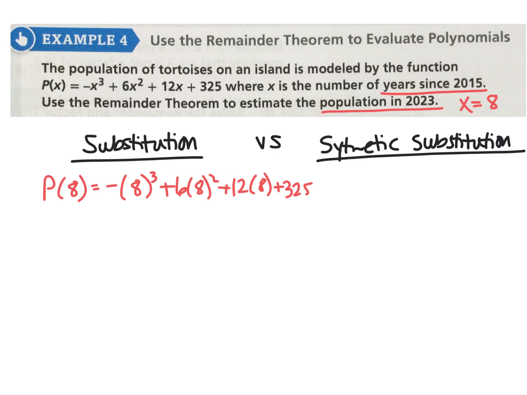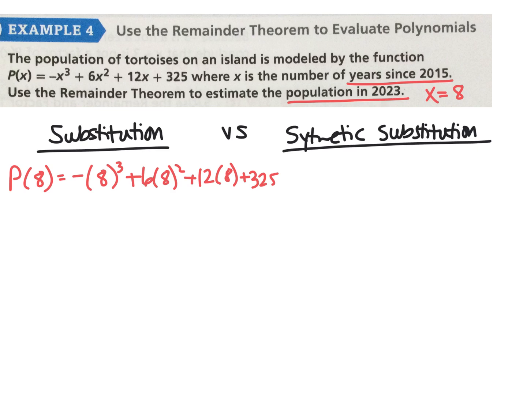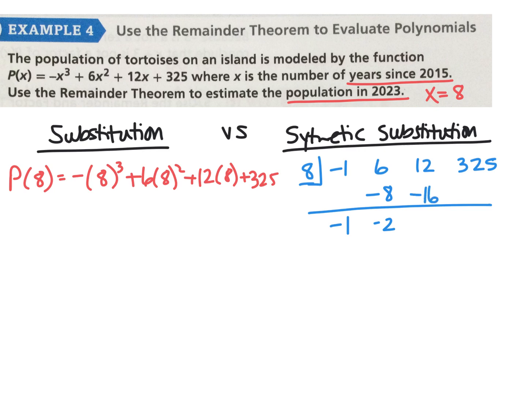So this process of synthetic substitution would have been really helpful, obviously, before calculators were an option, because it's going to make your numbers smaller. Let me show you what I mean. So if I know my x value is 8, then in my box, I'm going to put 8. And then I'm going to put my coefficients in the top row. So negative 1, 6, 12, and 325. And we're going to add going down and multiply going up. So that's going to give me negative 1 times 8 is negative 8. 6 plus negative 8 is negative 2. Negative 2 times 8 is negative 16. 12 plus negative 16 is negative 4. Negative 4 times 8 is negative 32.